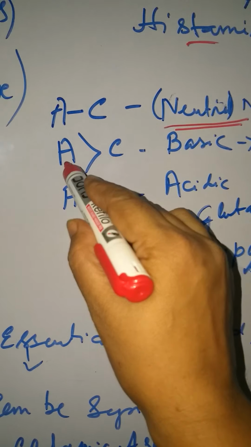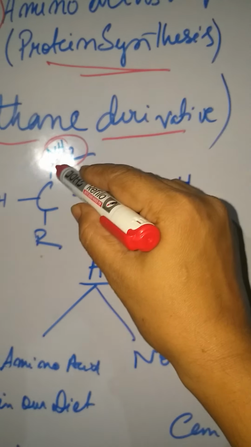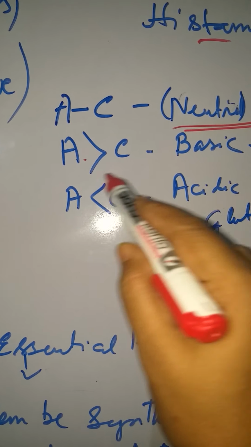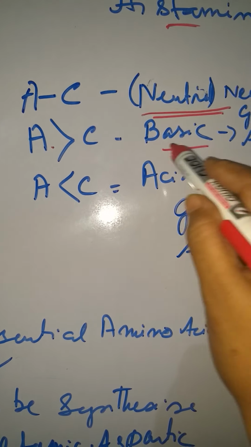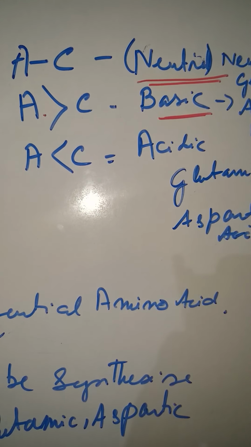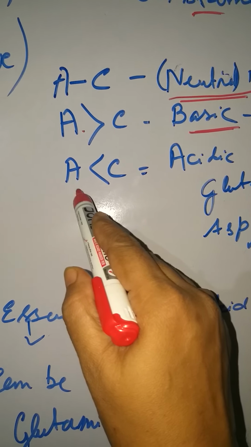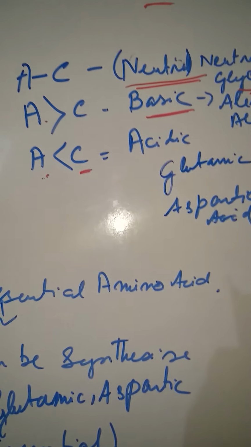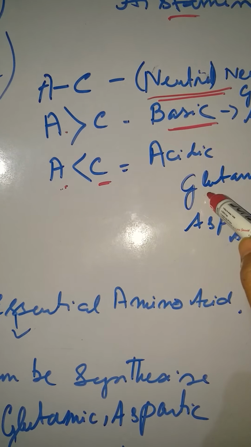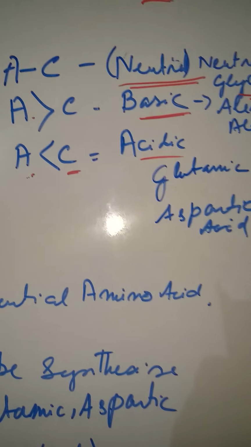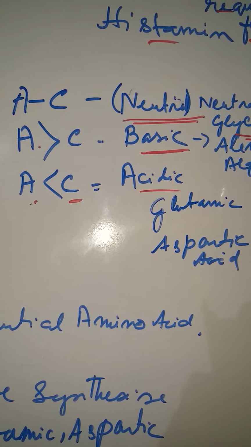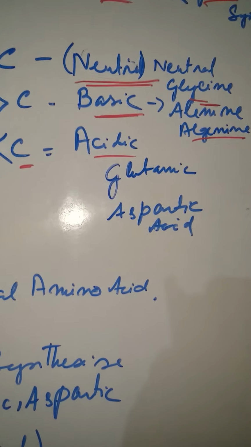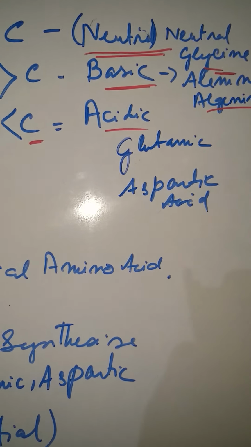Now another, we have more than one NH2 group. If more than one is there, we call it a basic amino acid. And if the carboxylic portion is more, we call it an acidic amino acid. Examples of basic are alanine, arginine. And acidic are glutamic acid, aspartic acid, like that.